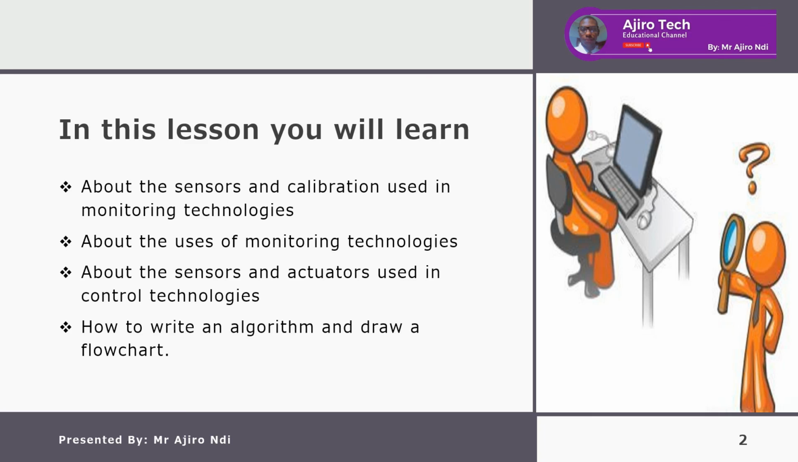The second point is about the use of monitoring technology. We said it can be used for weather stations, for monitoring water pollution, and also for environmental monitoring. We talked about the sensors and actuators used in control technology. We said that for control technology, we have the electromagnetic field sensor, ultrasonic sensor, proximity sensor, and touch sensor. And we also looked at how to write an algorithm and draw a flowchart, in the case of the greenhouse or glass houses.